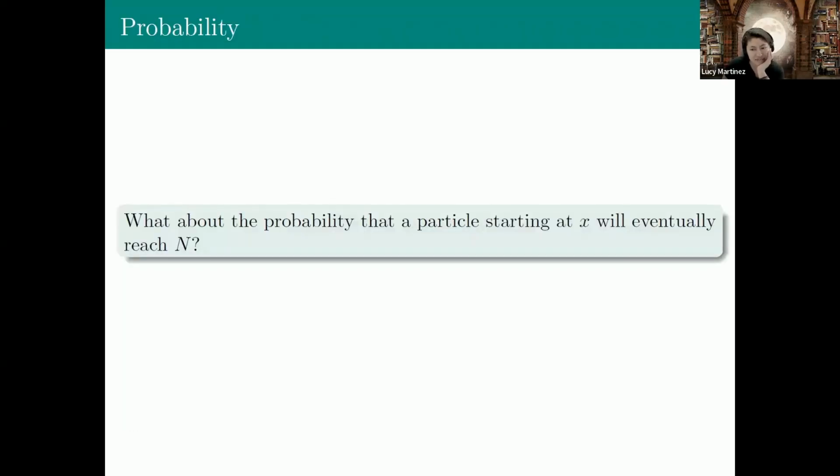Okay, so what about the probability? We want to find out what is the probability that our particle starting at x will eventually reach n in the symmetric case.